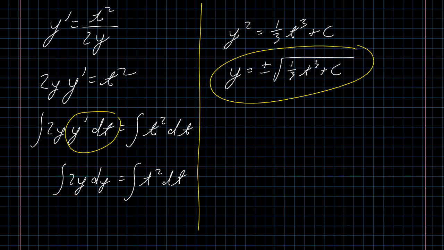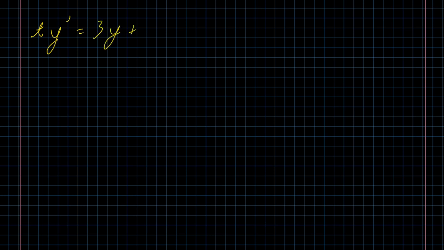I want to go through one more example before I wrap up on this, because I've given you some examples where it's relatively obvious that the equation is separable. It doesn't have to be. If I have t times y prime equals 3y plus 2. This does not look separable at first glance because there's addition.